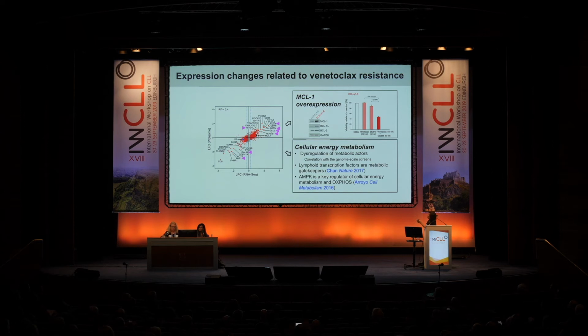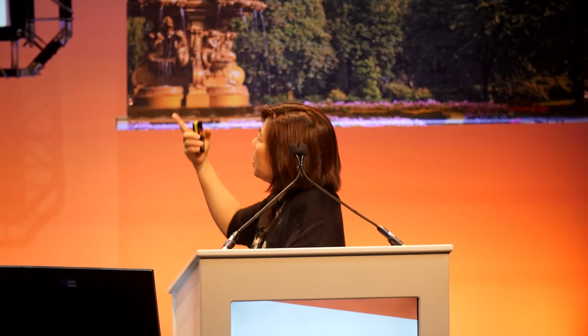Now, we also unexpectedly saw many different determinants related to cellular energy metabolism, shown by the pink triangles. This was interesting because there was already work reported that lymphoid transcription factors are metabolic gatekeepers, so something to keep in mind. And we know that AMPK, which had shown up on the overexpression screen, is a key regulator of cell metabolism and OXPHOS. So we were trying to link these different ideas together.